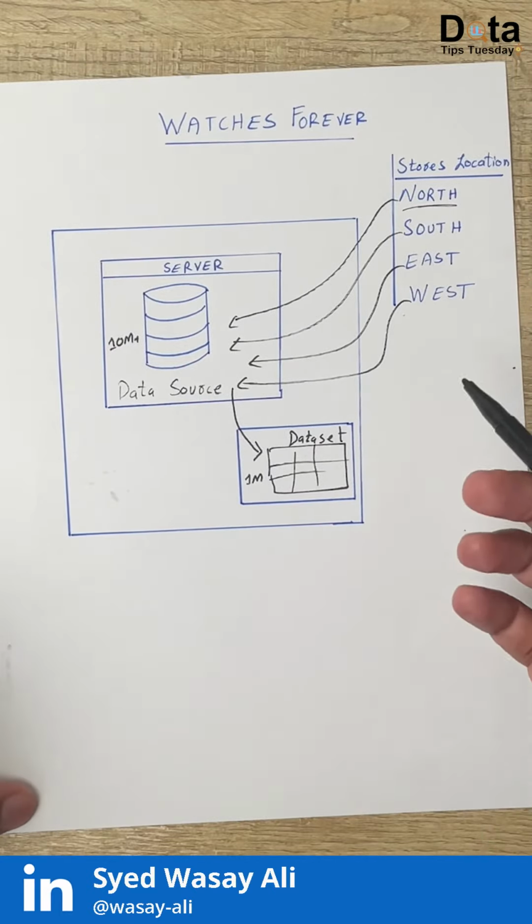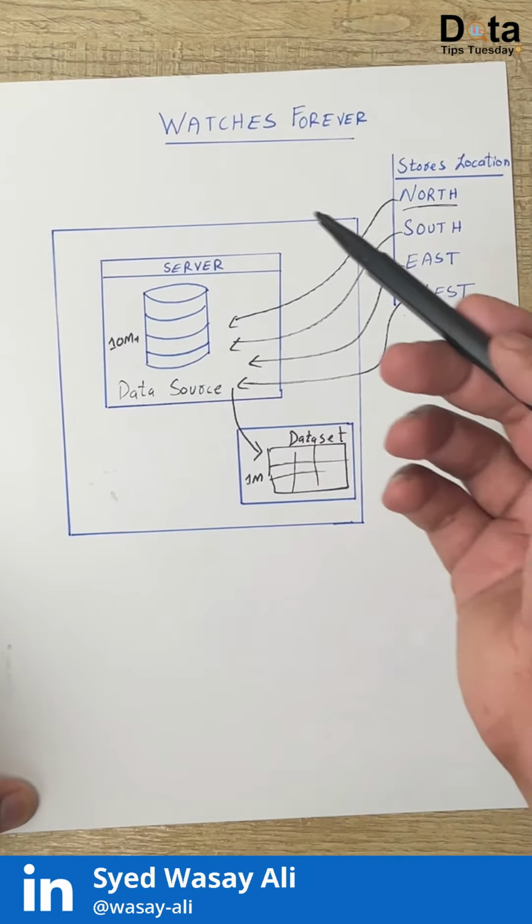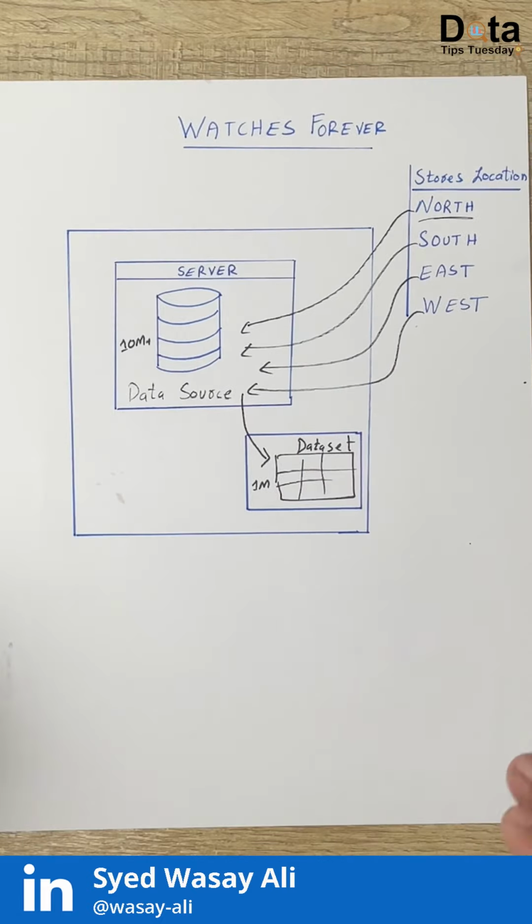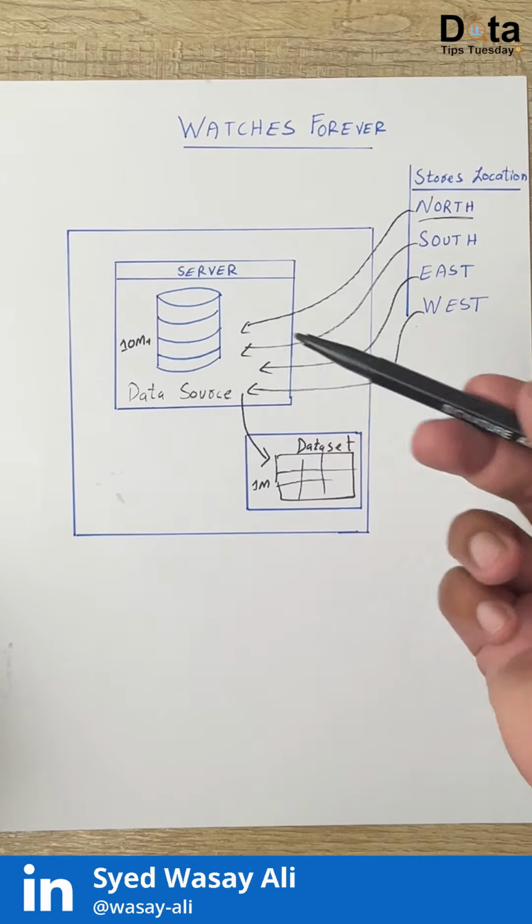So this is the main difference. Your data source is the main domain and your dataset is a sub part of the main data source. Hopefully you guys understand the concept and the difference between a data source and a dataset.